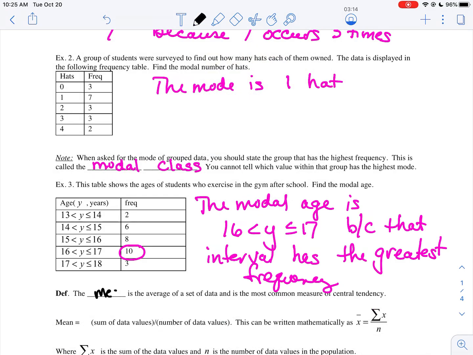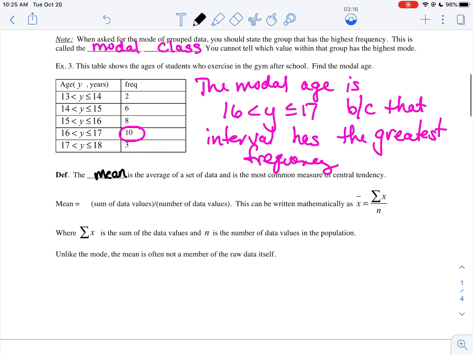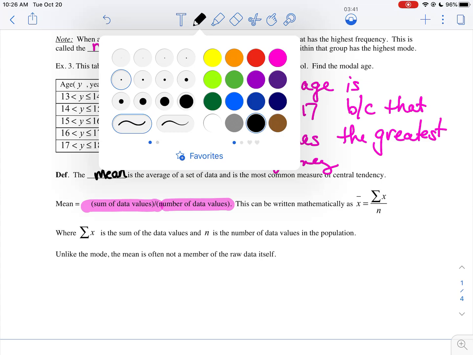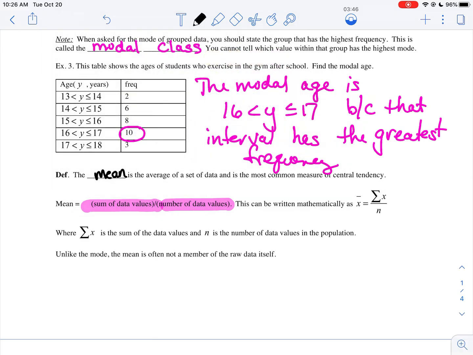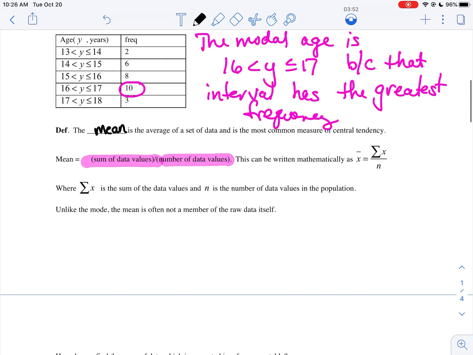All right, the mean. The mean is the average of a set of data and is the most common measure of central tendency. You compute it by adding up the data values and dividing by the number of data values. Mathematically, we write this as x bar equals the sum of x over n, where the summation of x is the sum of the data values and n is the number of data values in your population. Unlike the mode, the mean is often not a member of the raw data itself.